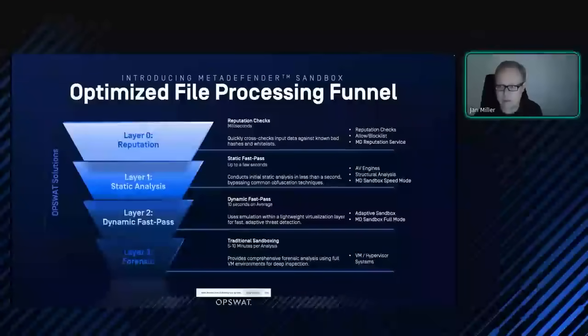In terms of the file processing funnel, this is how we view it. There's different stages in the processing funnel. So layer 0 is really a millisecond check. It's a reputation check, typically utilizing a threat intelligence service. That can be a cloud service. It could also be a local reputation database that gets updated at a high frequency.